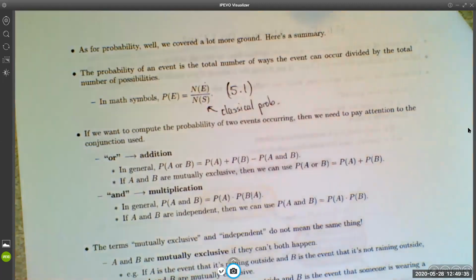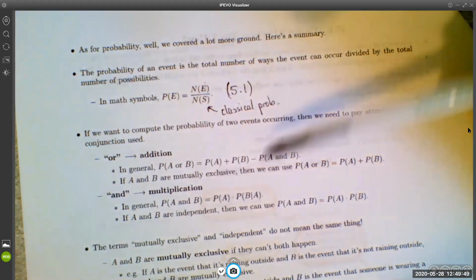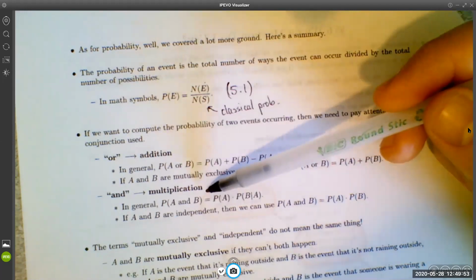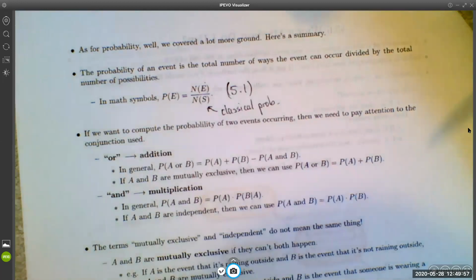And I keep saying relative frequencies, but you should know that relative frequency is just a synonym for empirical probability, right? They mean the same thing. So that was that in 5.1. Now in 5.2, 5.3, and 5.4, we were interested in these kinds of probabilities, these compound probabilities, right? Probabilities involving more than one event.